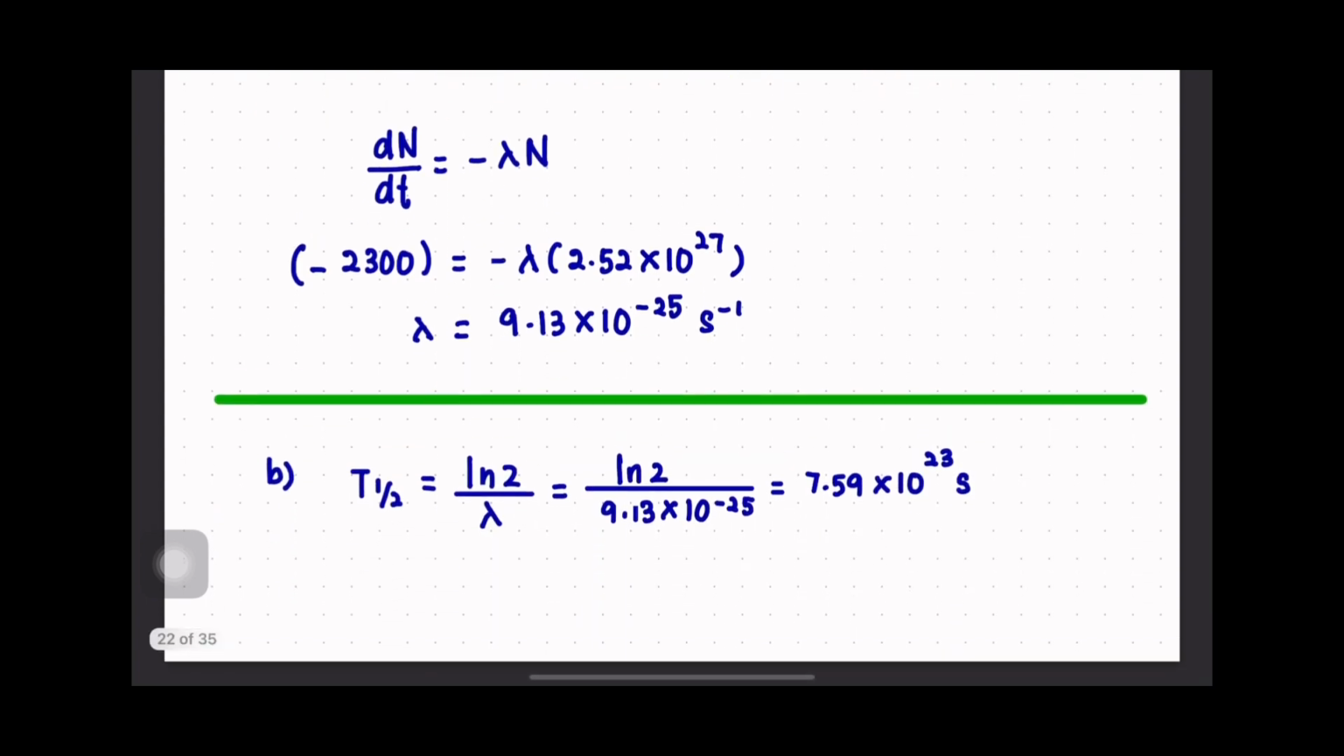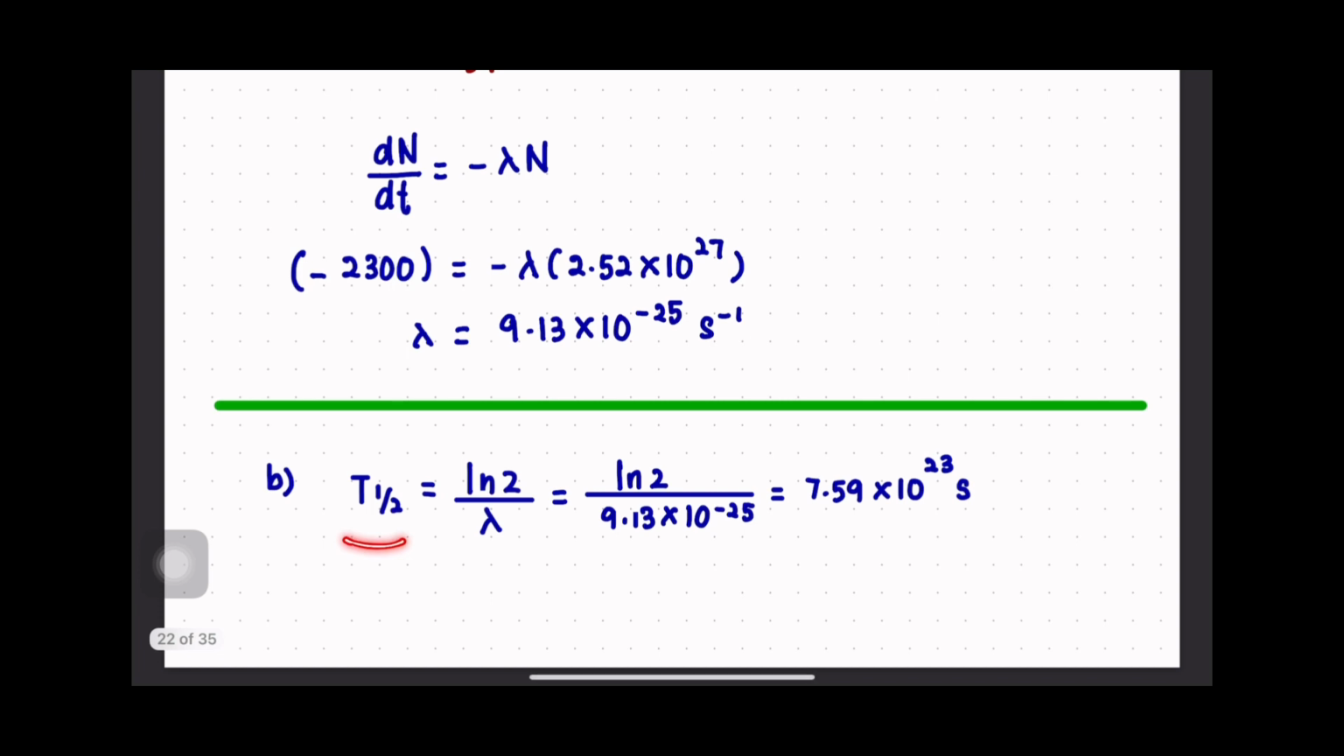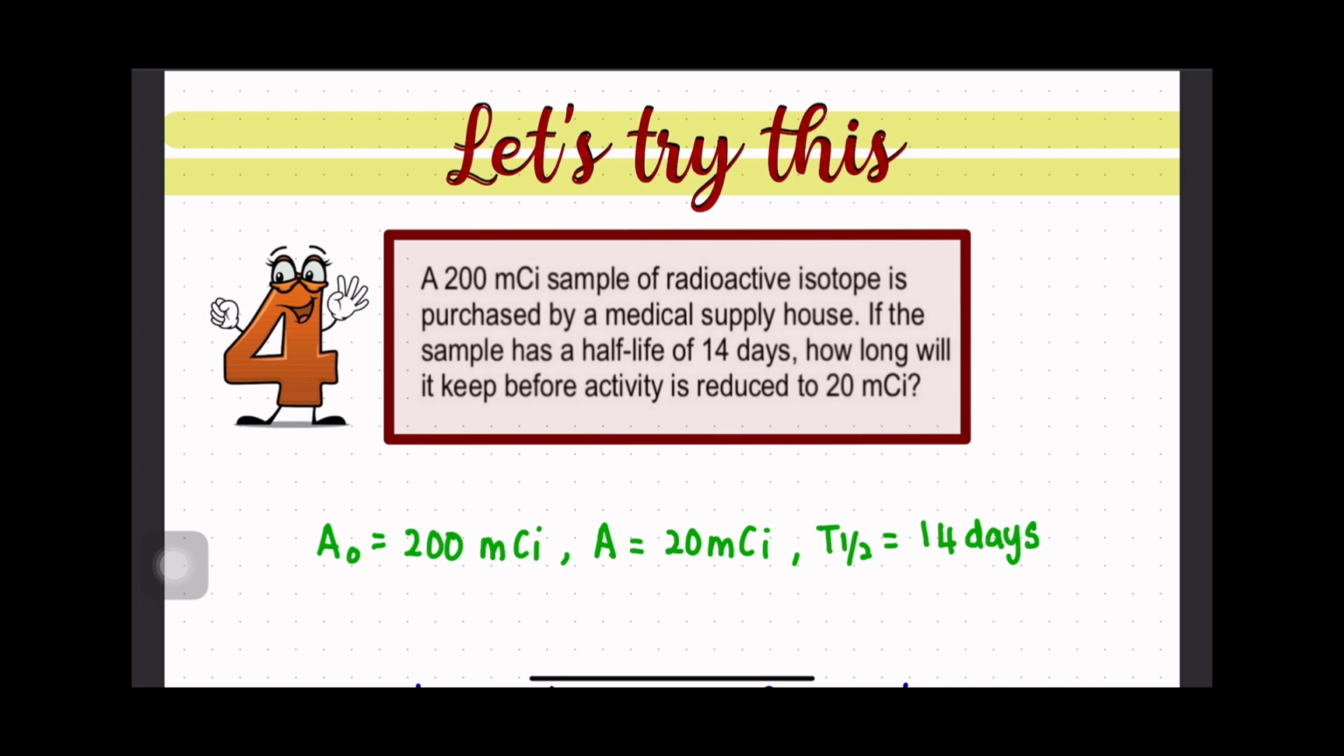Okay, next B dia tanya half-life. So T half-life is equal to ln 2 divided by decay constant. So dapatlah 7.59 times 10 to the power of 23 second. So you tak boleh kira T half-life dalam negatif sebab masa mana ada negatif. Tipu tipu. Okay, alright.